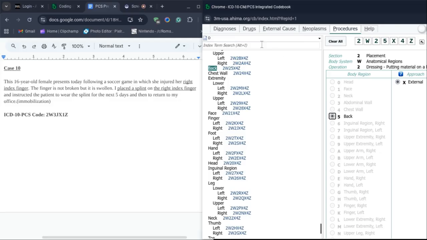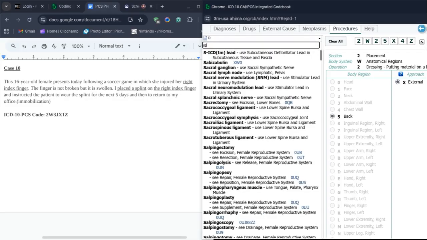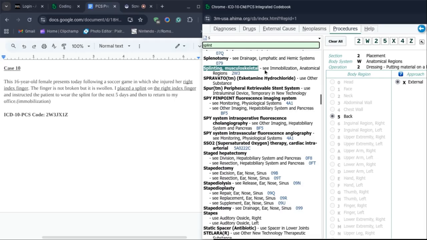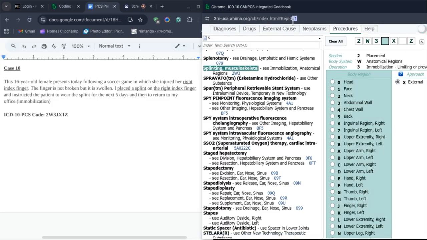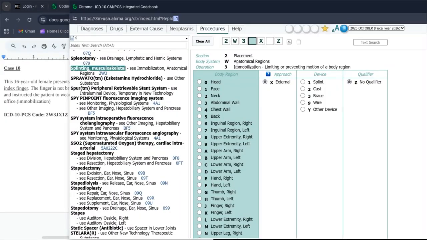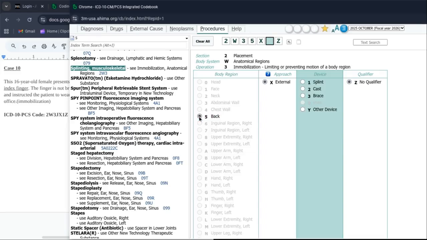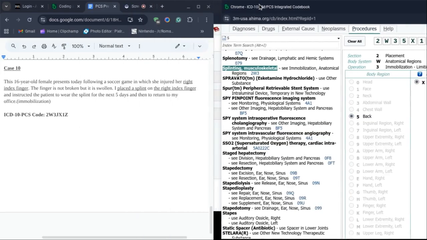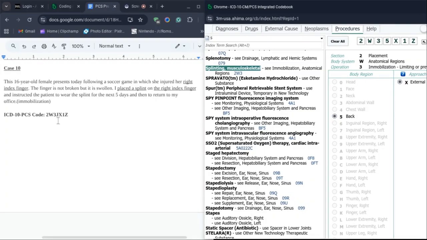This is stating an immobilization, but you can put in the word splint, which will send you to immobilization, anatomical regions, giving you 2W3. So that would be meaning the section being 2 for placement, the body system being W for anatomical regions, the root operation or main term being the immobilization using of the splint, making it 3. The body region being number 5 for back, with an external approach. It is a splint, which gives us the number 1, and there is no qualifier. That would give us our final code of 2W3JX1Z.